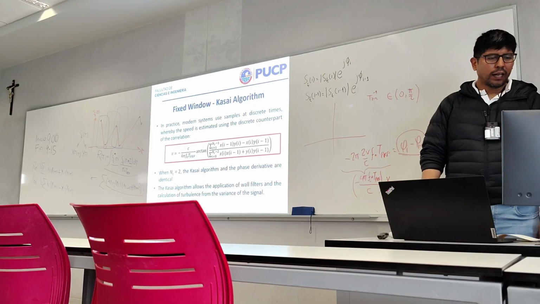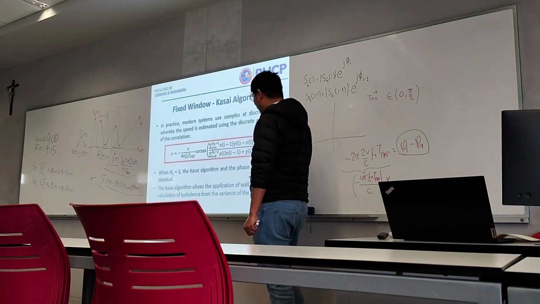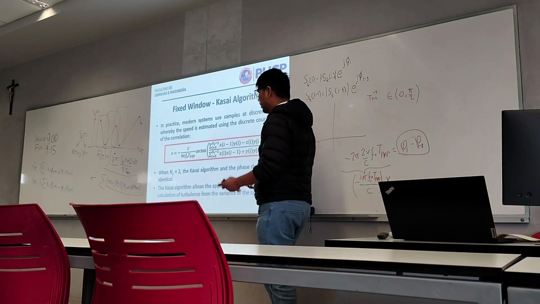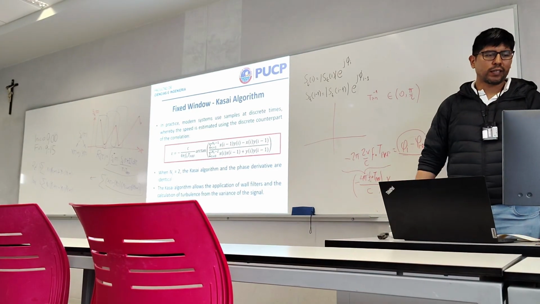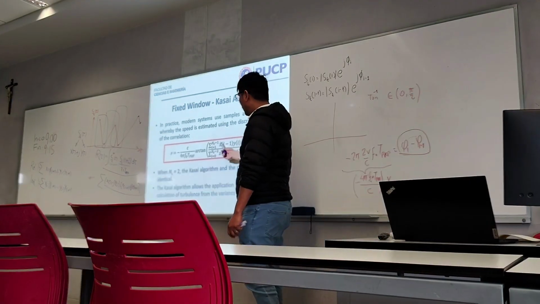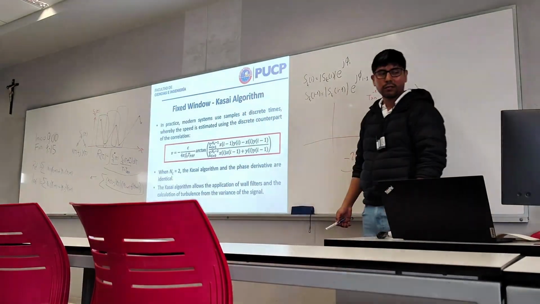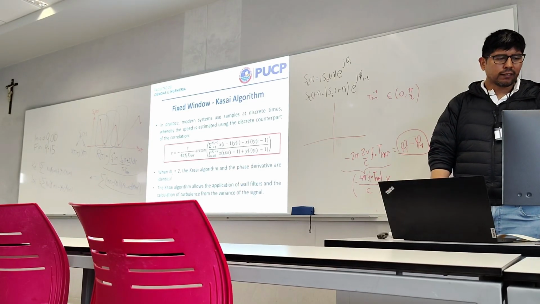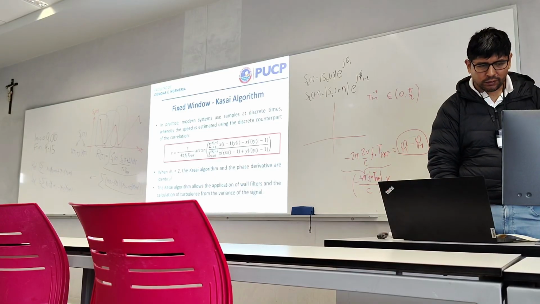And when we look only at two samples, the Kasai algorithm and the phase derivative are identical. Basically, without this sum, if you look only at two sample times, you get one estimate. But if you want to use all the samples, all the values of the slow time for all the pulses, you get this sum expression. The Kasai algorithm allows the application of wall filters and the calculation of turbulence from variance of the signal.